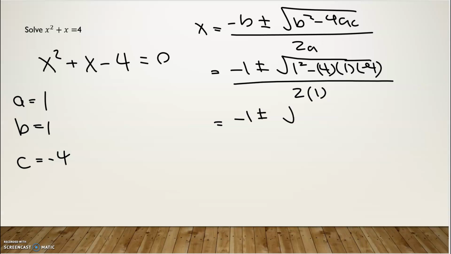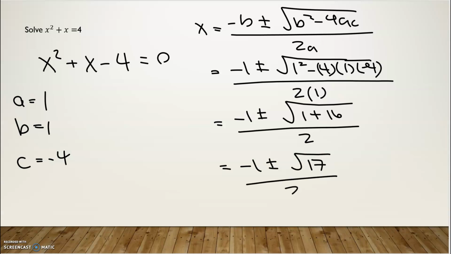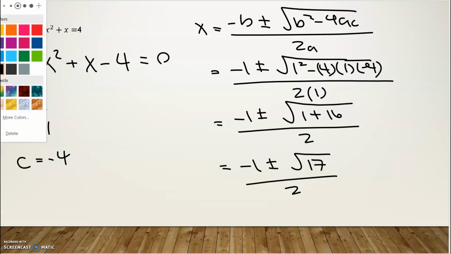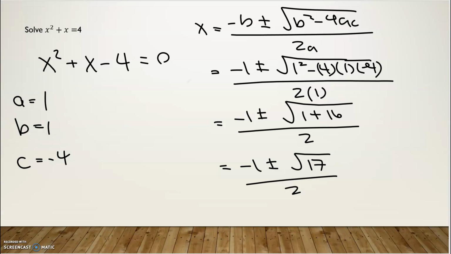Negative 1 plus or minus 1 plus 16 over 2. So 17 over 2, and it looks like that's all I can do for that problem. I can't reduce down the square root of 17, so that's your answer. All of this right here is x is equal to, so x is equal to negative 1 plus or minus square root of 17 over 2.